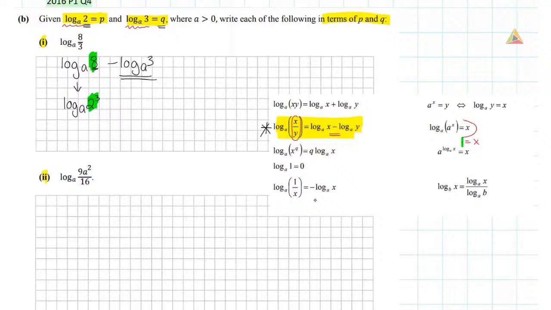And then we're going to zone in on this really important law, this third law here, which tells us that if we have a power up here, all we need to do is move it down to the front. So move it down to the front to multiply. And that's absolutely fine to do. Nothing else changes. So that's exactly what we're going to do here. We're going to move that 3 down in front, and we'll just remember that we have a minus log to the base a of 3. And we're going to move this 3 down in front. So that becomes 3 times log to the base a of 2 minus log to the base a of 3.